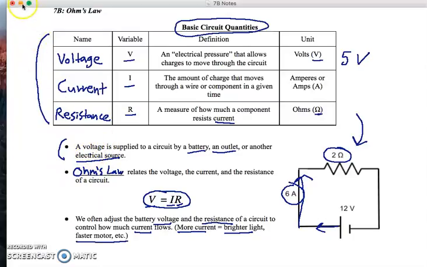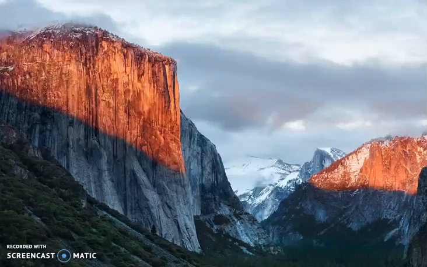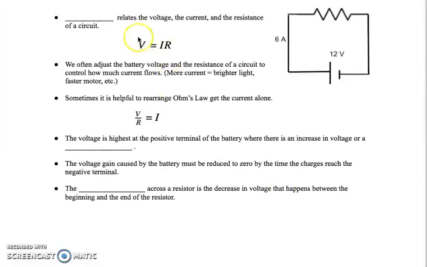Okay, next part of the notes. Here we go. So we already did this right here. I'm going to pick up. Sometimes it's helpful to rearrange Ohm's law to just get the current by itself. It's the same law, but sometimes you'll see it like this: V divided by R is equal to I. Again, just a rearrangement of the same thing.